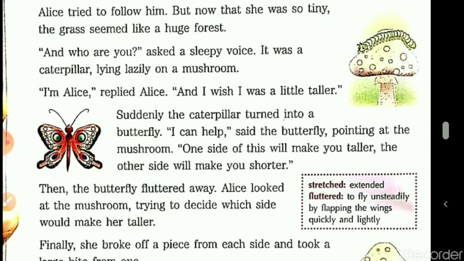The sixth word is curious, which means eager to learn or know something. The children were curious to know the result.